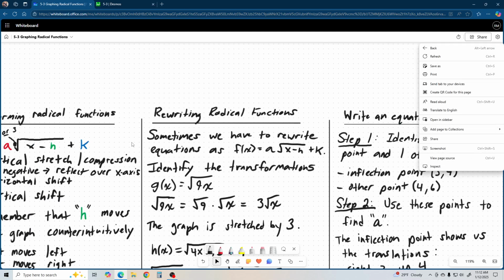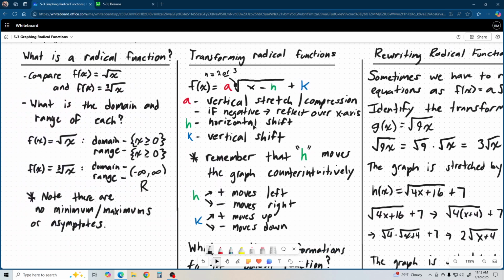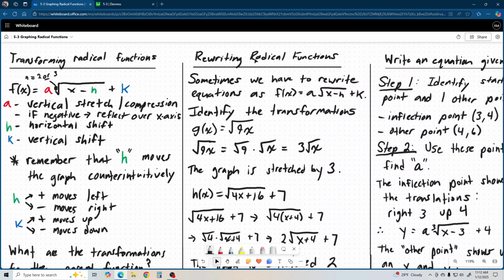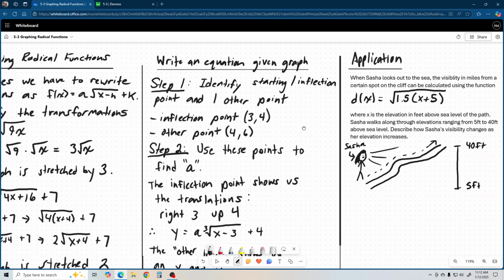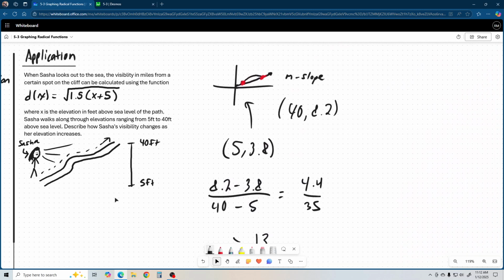So just a quick recap, what we did is we started off by defining our radical functions, square root and cube root. We then learned how to transform them if they're in this nice pretty format. If they're not in that pretty format, then we rewrote them into that pretty format, right? And then we figured out how to take an actual graph, use the point of inflection and another point in order to find what the actual equation would be. And then we did a little application problem where we used the square root function in order to figure out Sasha's ability to see a little bit farther. By the way, this is the greatest drawing of all time. All right. That's awesome. I will see you guys in the next video.